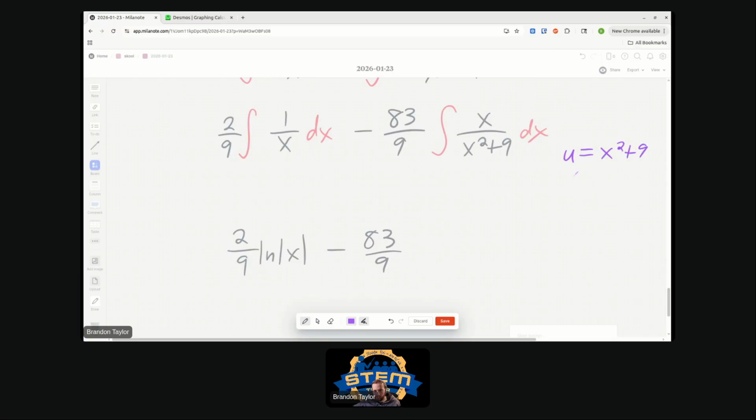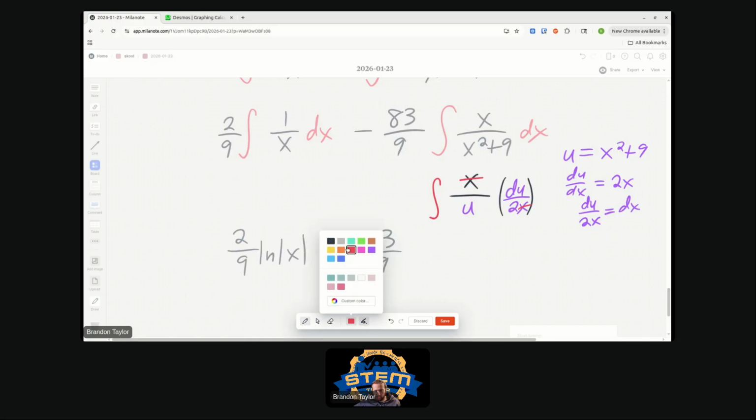If I say u equals x squared plus 9, du dx is equal to 2x, so dx is equal to du over 2x. So if we actually make the substitution, how's that going to go? We're going to have the x in the numerator, the u, x squared plus 9, in the denominator, and then the dx is going to be du over 2x. And then here you can see the x's cancel. So those go away. So we're going to have a division by 2. So pull that out of the integral. Division by 2, 1 over u du.